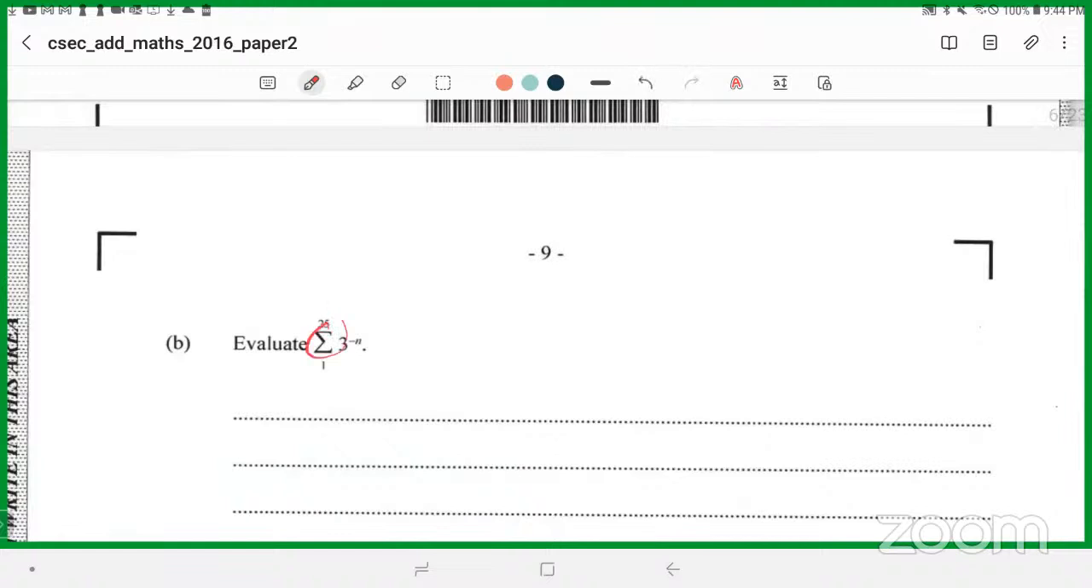This means sum of. The first thing, I don't work with negative powers if I don't have to. So I'm going to recognize this as the sum from 1 to 25 of 1/3 to the power n.